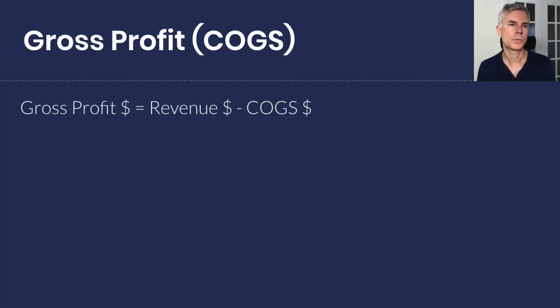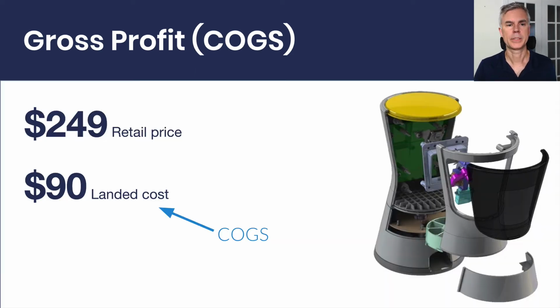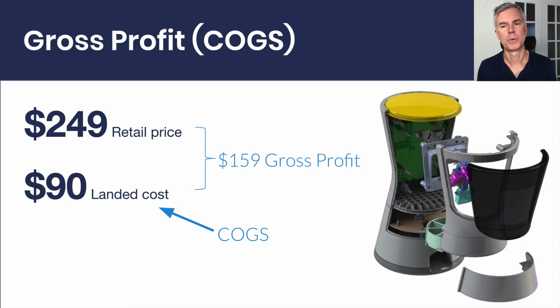So first, we want to calculate the gross profit, which is a dollar value. And the formula is the gross profit is equal to the revenue in dollars minus the cost of goods sold in dollars. So using that formula, revenue minus cost of goods sold, what is the gross profit for this product per unit? So we take the revenue, we subtract the cost of goods sold or the landed cost, and what do we get? That's right, we get $159. So that's the gross profit on each unit that we sell in this business.